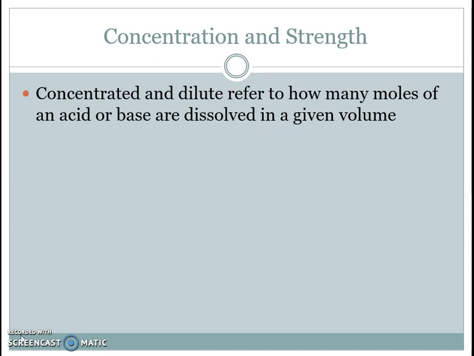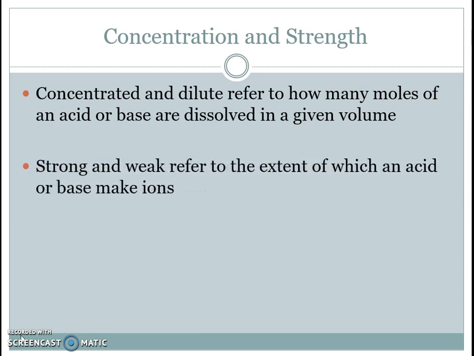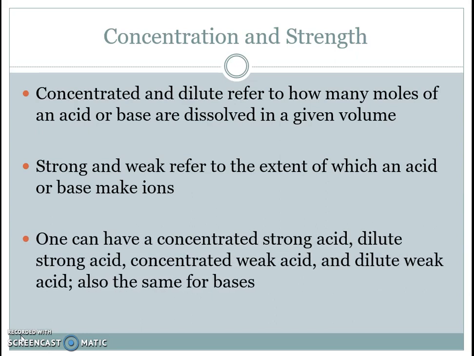It doesn't have to do with the strength, how many particles are ionizing. So strong and weak, again, has to do with how many ions are being released as that acid and base are put into solution. So you can have a whole mixture of concentrated and dilute and strong and weak. So you could have a concentrated solution that's made up of a strong acid, but you also could have a dilute concentration of a strong acid. You can have a concentrated solution of a weak acid, and you can have a dilute concentration of a weak acid. And it works the same way for the bases.